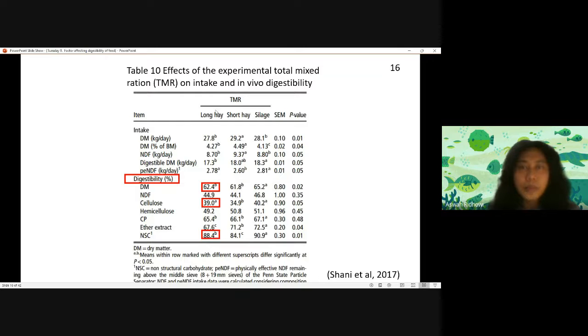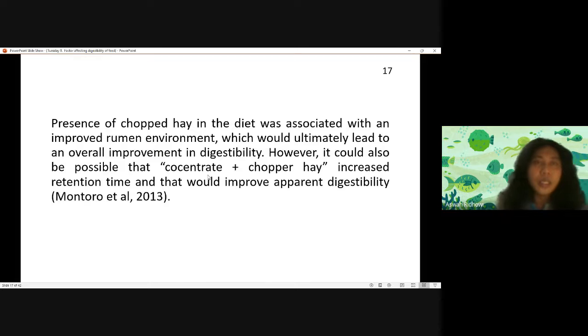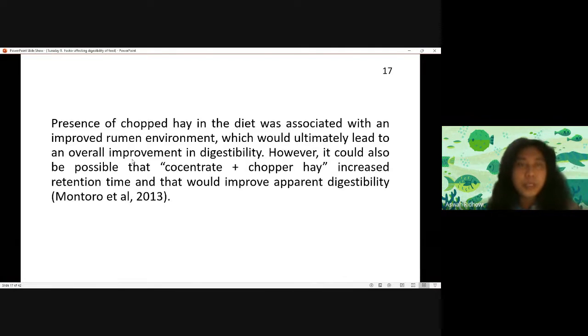And also in another experiment with long and short hay, we can find that the long hay also shows higher digestibility compared with the short one. The reason from those kinds of experiments is that the presence of chopped hay in the diet was associated with an improved rumen environment, which will ultimately lead to an overall improvement of digestibility. However, it could also be possible that the concentrate and the chopped hay increase the retention time and improve the apparent digestibility.